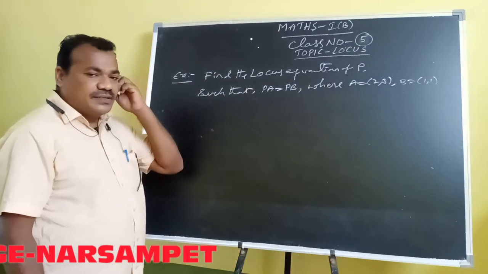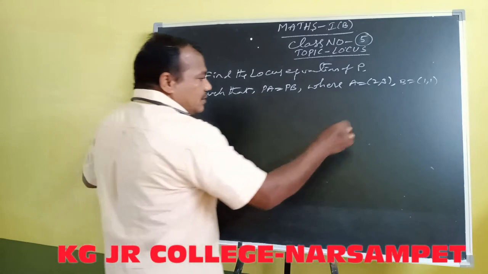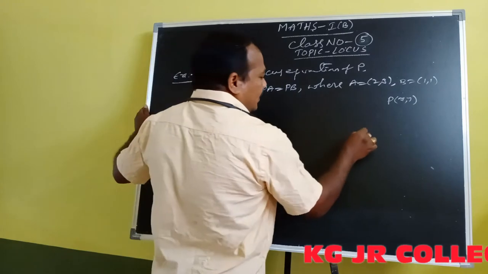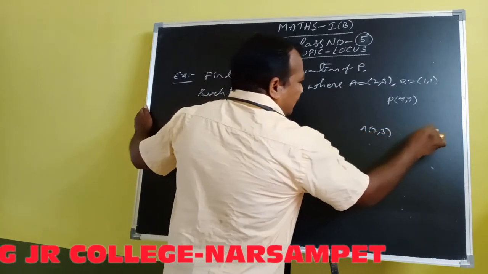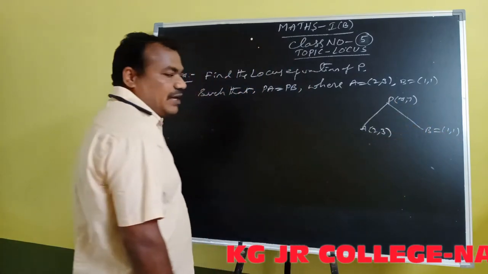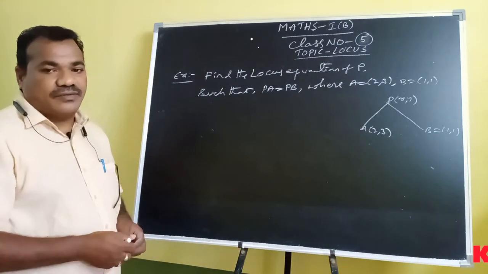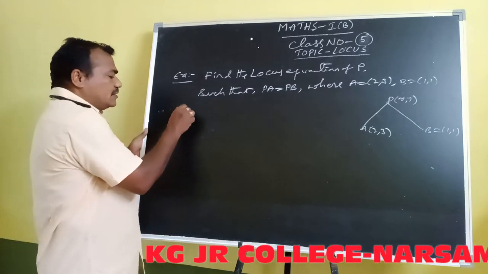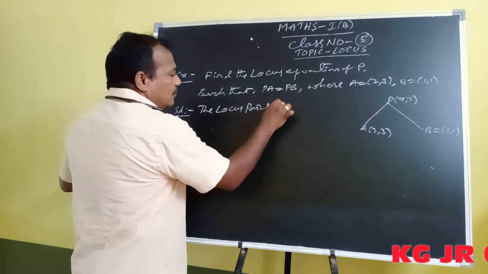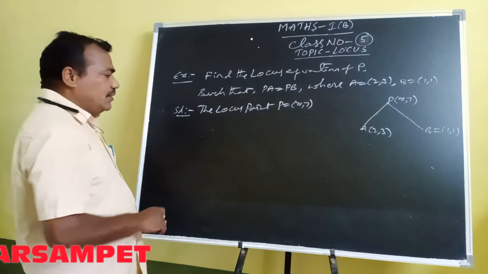Here, P we consider the locus point, and the given fixed points are A and B. Now this is a rough diagram. The P coordinates we consider as (x, y), A is (2, 3) and B is (1, 1). The locus condition is the mathematical condition. To find the locus equation of P, we write the locus point coordinates (x, y), that means the set of all the moving points.